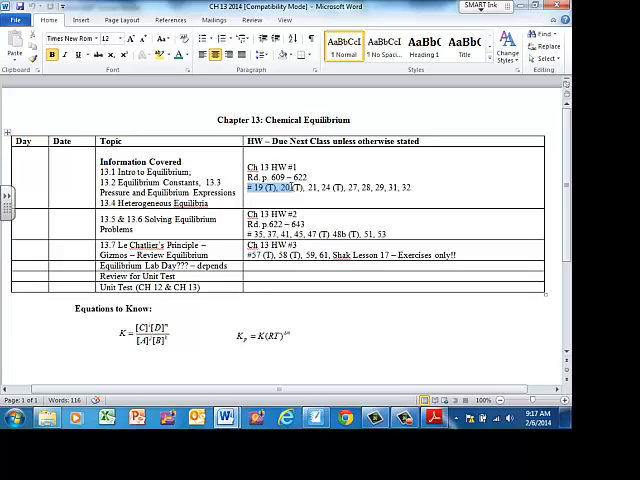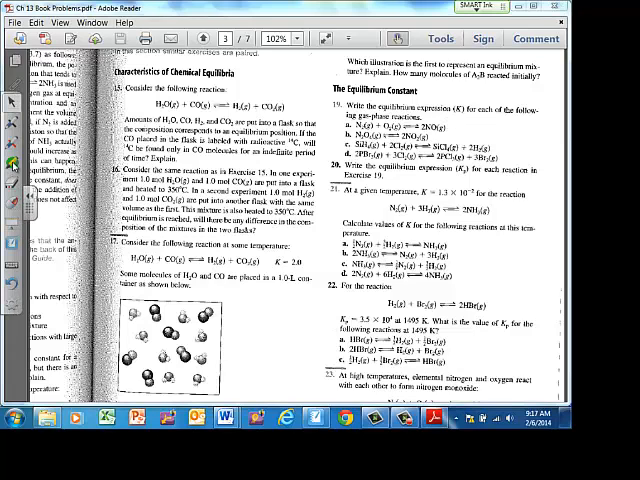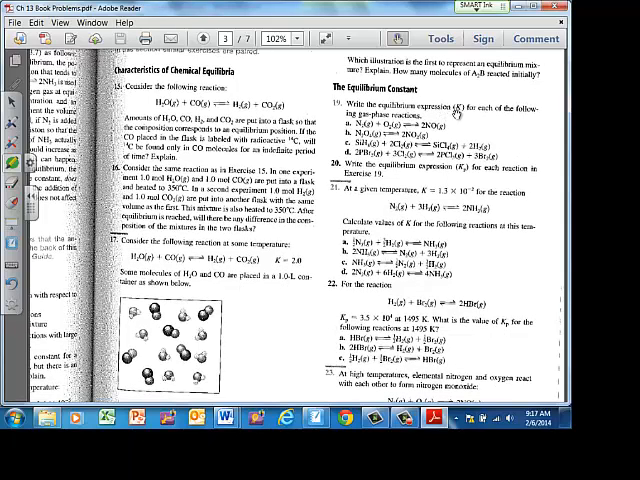So this video I'm going to cover number 19, 20, and 24. All right, so if you look at the way the questions are written, it talks about what's called the equilibrium constant. It wants to write the equilibrium constant expression K. Now you'll notice we're dealing with a capital K here.